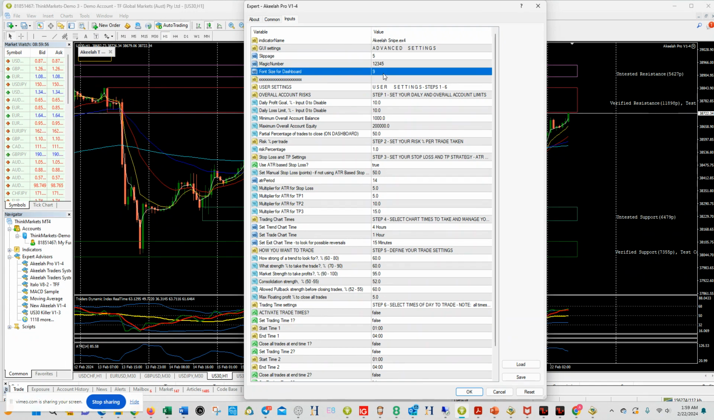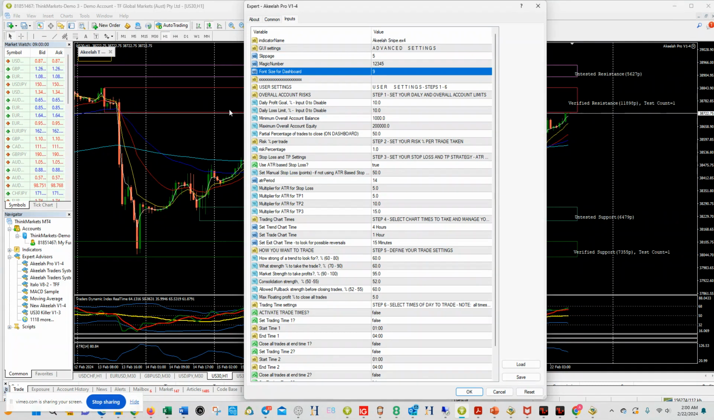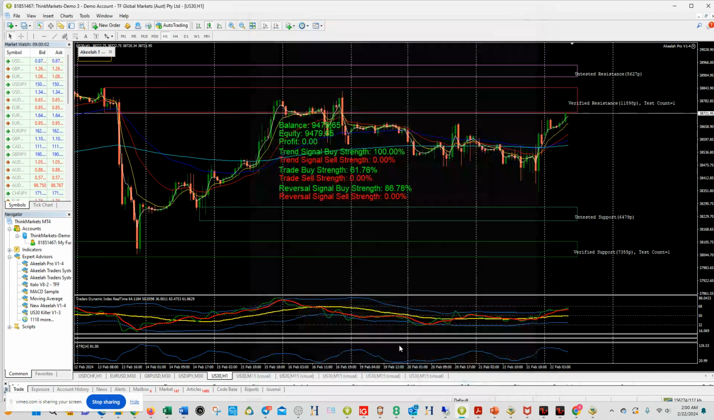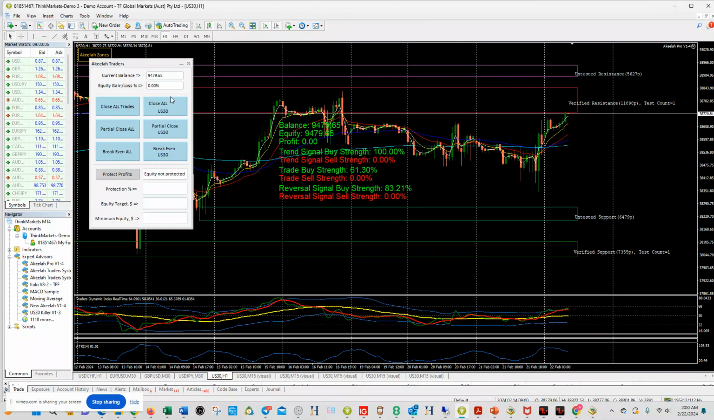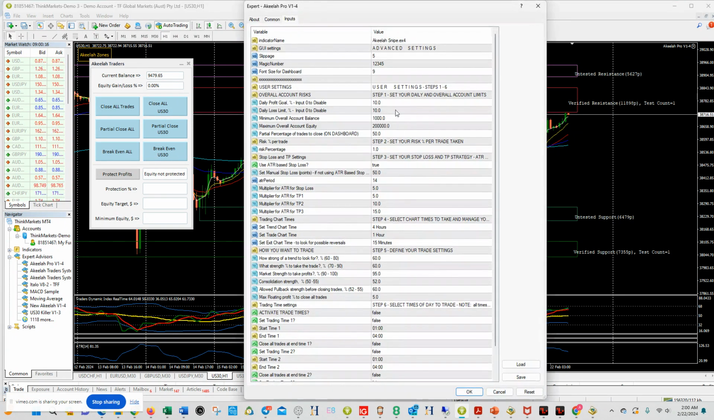We do have a dashboard that is active. I'm going to pull the dashboard up right here. The dashboard shows us ways that we can interact manually with the system while it is running, and I'll get into those a little bit later. Now back to the main input settings here.